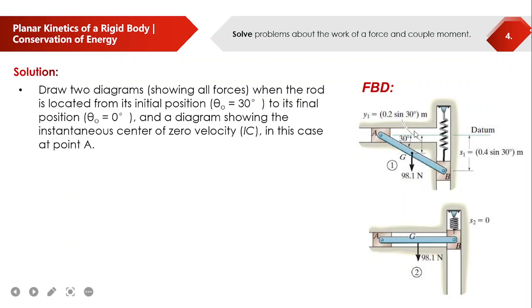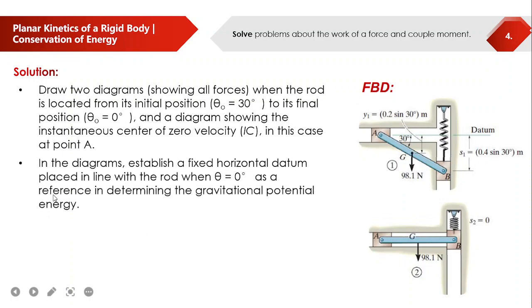And your S sub 1 here is from the sine of 30. For the opposite side, take the hypotenuse times sine 30, and you get the opposite side of the angle. So y sub 1 is equal to 0.2 sine 30 degrees, which is the position of the center of mass. The weight is 98.1 Newton.